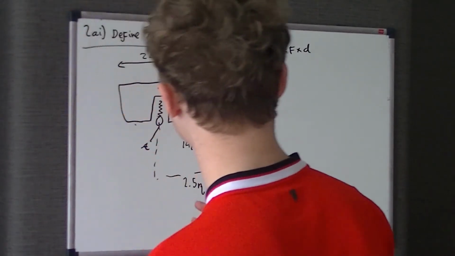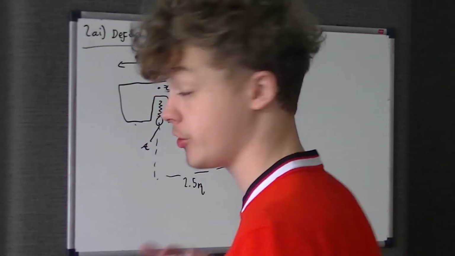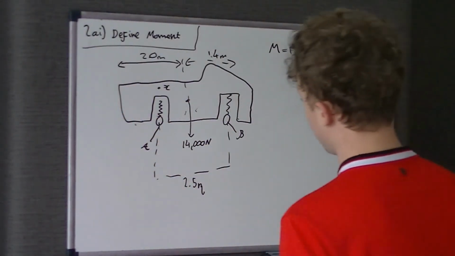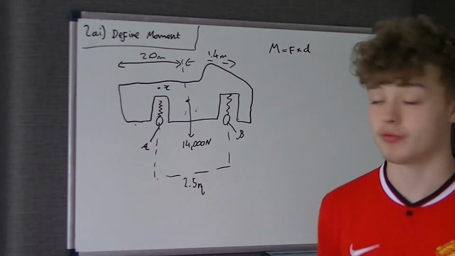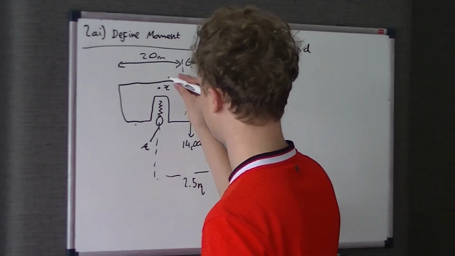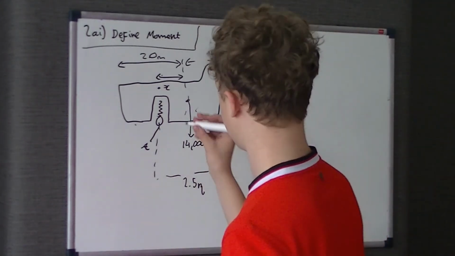force on it. So we know the distance at B is 1.4 meters. However, what we need to do to find the distance between A and the spring, is we know that's 2 meters there, that's 2.5. So we take 2.5 from 2.